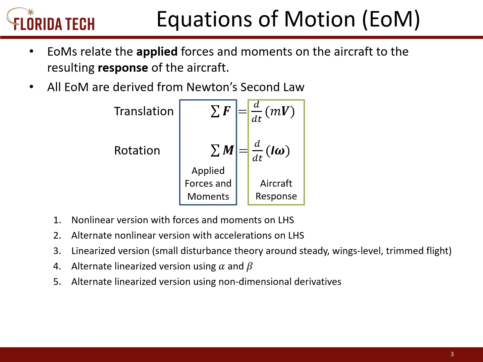The third version used small disturbance theory around steady, wings level, and trimmed flight. We then realized we can't measure downward or sideways velocity, so we related those terms to angle of attack and sideslip. And finally, we developed a version with non-dimensional derivatives.